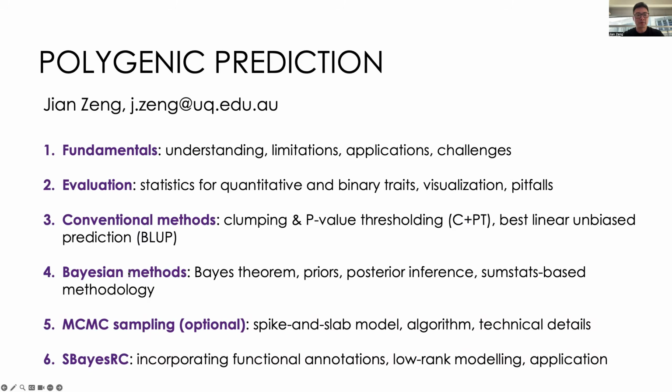We then move to more advanced Bayesian methods. I talk about the Bayes theorem, different priors, posterior inference, and some summary statistics-based methodology. I make another video to explain MCMC sampling, but this will be optional for the course. And at the end, we'll introduce our recent method SBayesRC, which incorporates functional annotations to improve prediction accuracy.